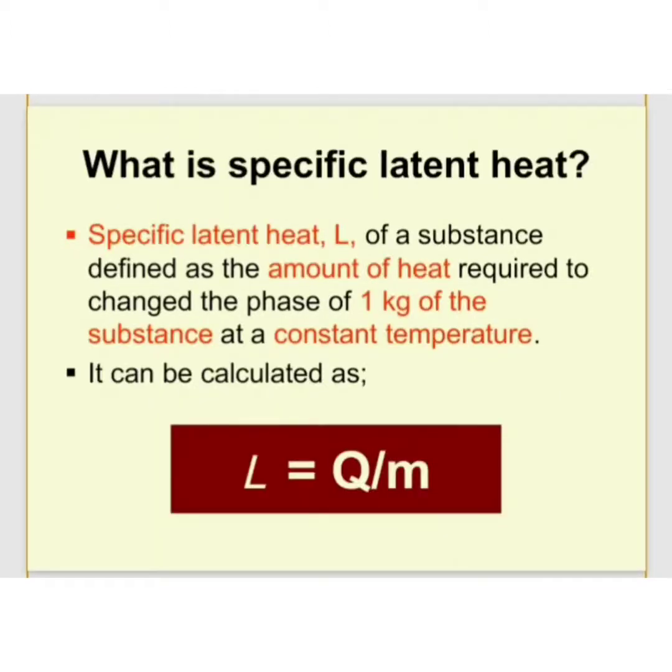Now, the next term is specific latent heat. Here, the word specific means the amount of substance is fixed. For example, the specific latent heat of fusion is the amount of heat supplied to 1 kilogram of solid that converts into its liquid state at its melting temperature or at a fixed temperature.